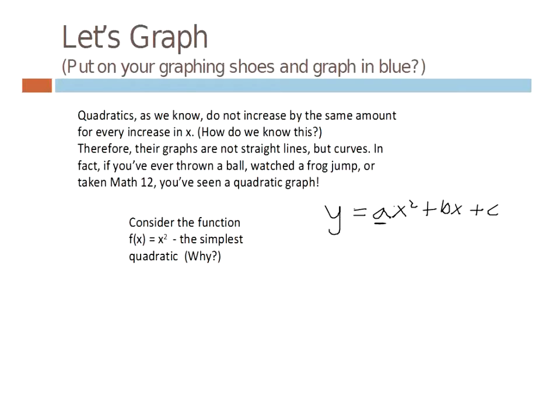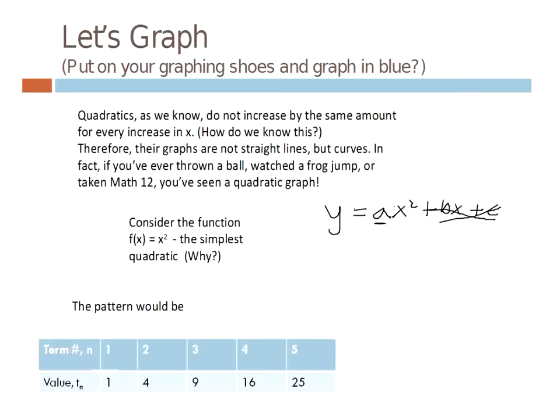And then the b and the c values could be 0, and that gets rid of those. And so then what happens is we're left with y equals x squared, y equals 1x squared. And so what we have now is an equation that we can get a pattern. Now, you can see here all the tn values are just the squares of the n values.